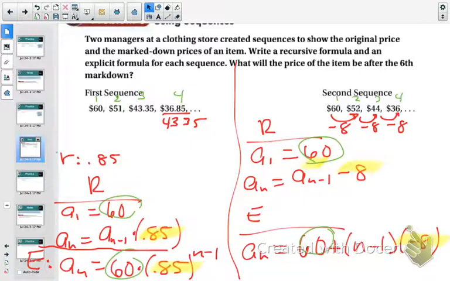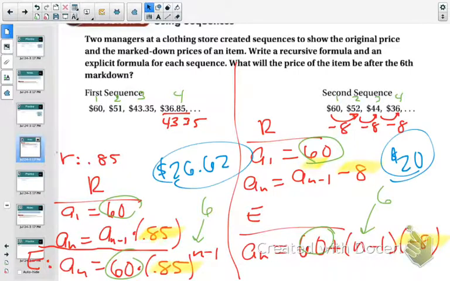Okay, then it wants the price after the 6th markdown. To figure that out, we just plug 6 in for n here, and 6 in for n there, and let's see what we get. Okay, so I calculated both of these. The first one comes out to be $26.62 after the 6th markdown. The second one comes out to be $20 after the 6th markdown. So if you're wanting a cheaper price in the 6th week, shop at store number 2, or the 2nd manager, whatever.